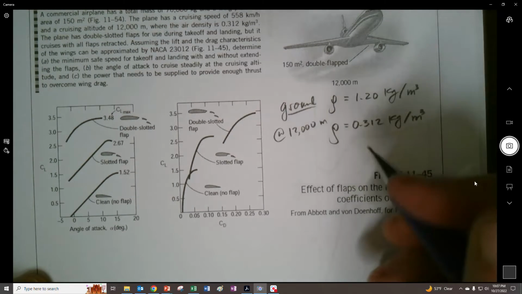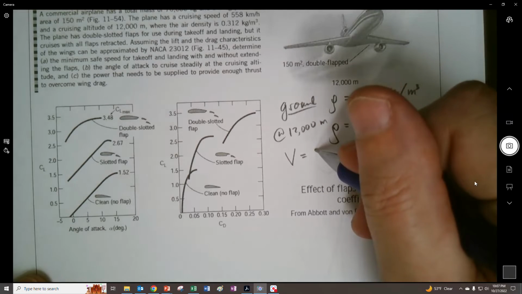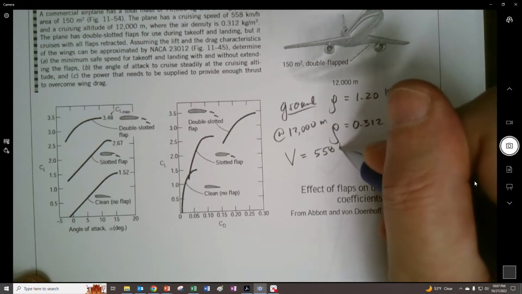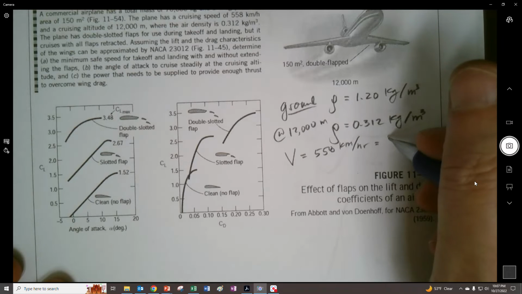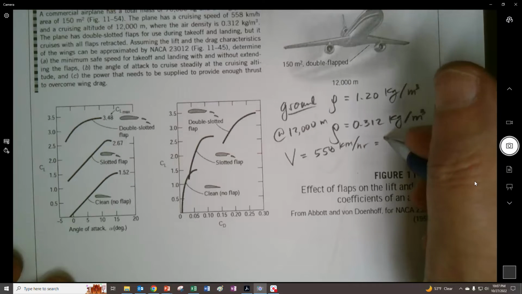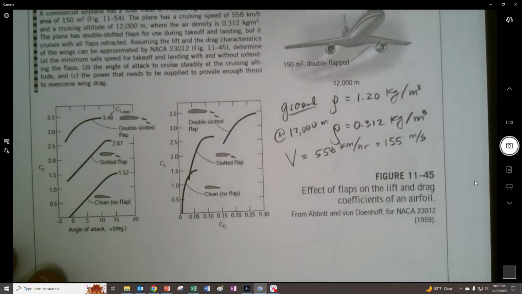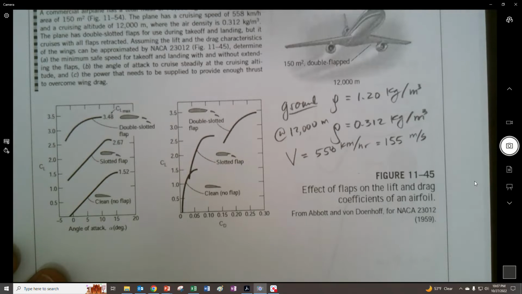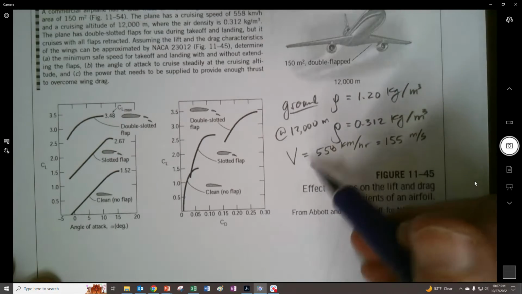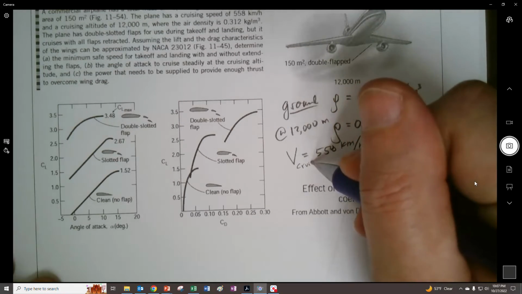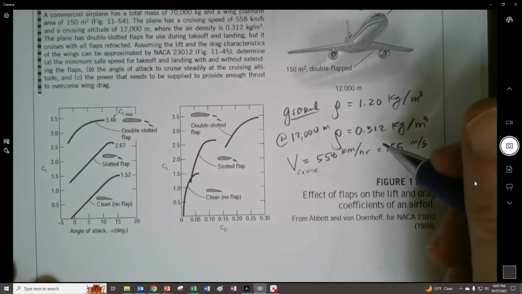Other things I want. Well, let me go ahead and turn our velocity at cruising speed, 558 kilometers per hour, into meters per second. We usually just divide by 3.6, so we get 155 meters per second. I wonder if that was the actual number that they came up with, or they're rounding off 155.6. Yes, okay, cool. So that's the cruising speed.